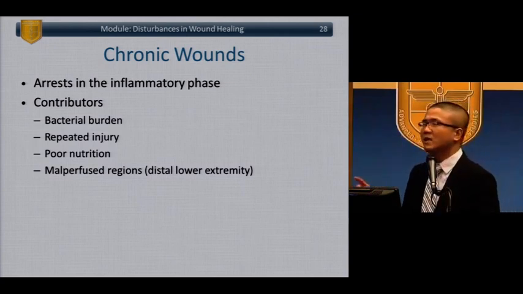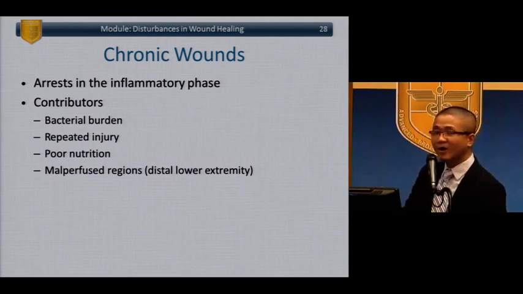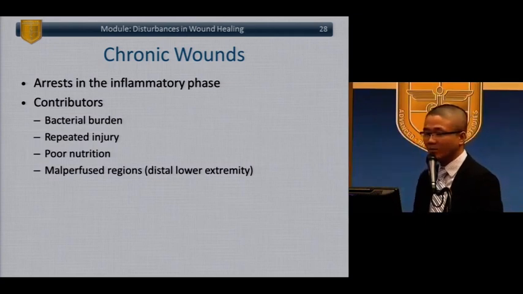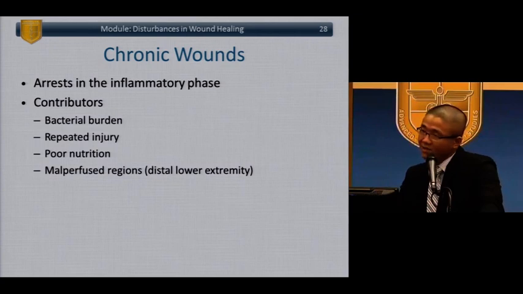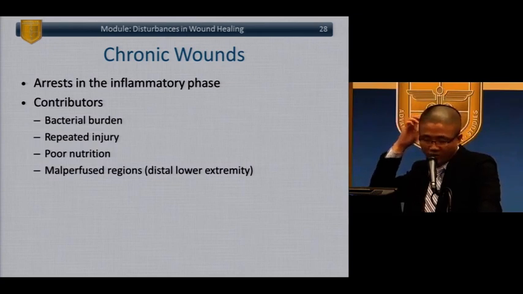It's almost as if this is the part where we call patients immunocompromised, right? Their immune system cannot rise to the occasion to attract all the necessary things to come by to heal the wound, right? So for all the times that we hate the fact that when the patient is in septic shock and has an uncontrollable inflammatory process, these patients do not mount an appropriate response, which is also one of the reasons why steroids impair healing, right? Okay. Contributors: bacterial burden, repeated injury, poor nutrition. We already talked about malperfused regions.